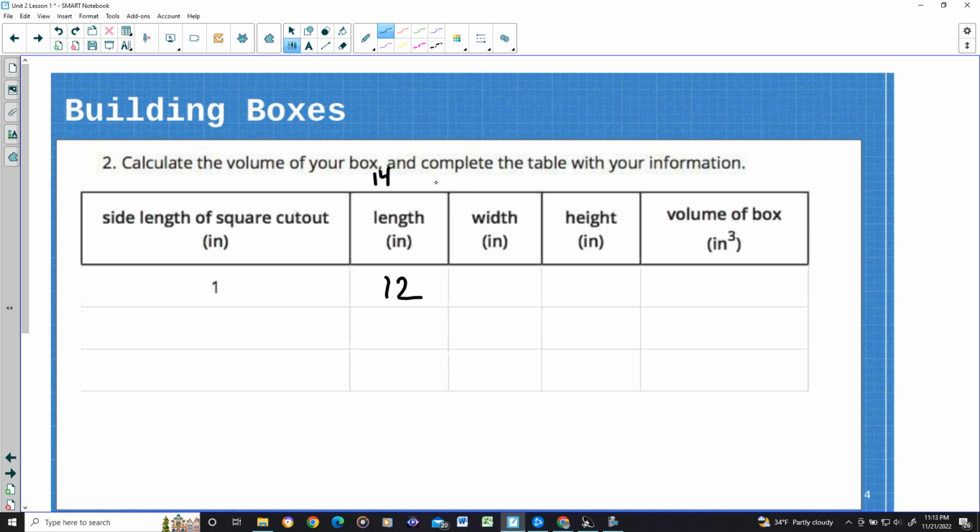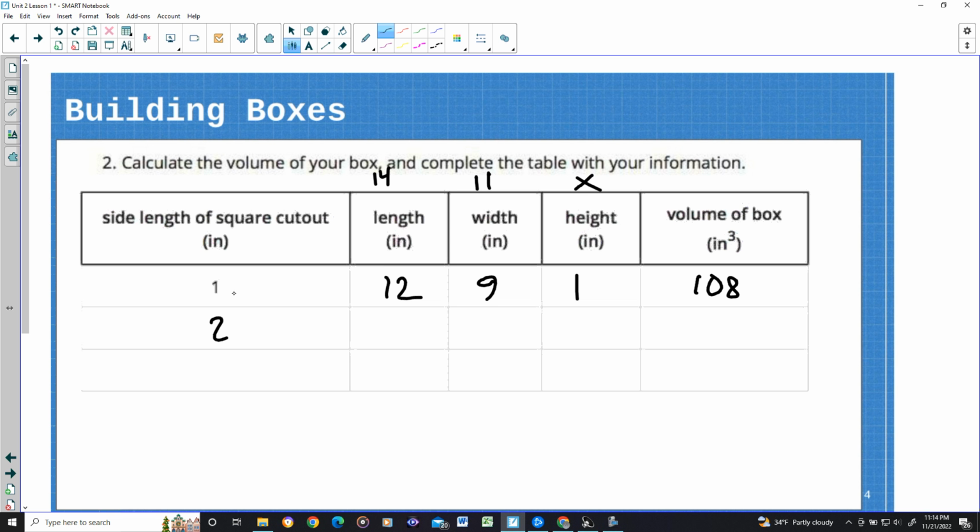14, 11, x. So what about the width? Again, you start with a width of 11 inches, but you're going to cut out 1 inch from each side, and so that leaves you with 9. And because the cutout is 1, that box will be 1 inch tall. So what's 12 times 9 times 1? 108 inches cubed.